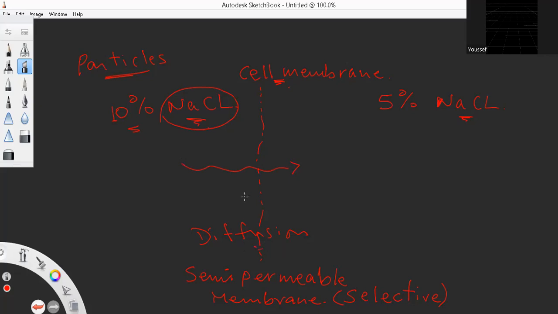Let us say this membrane cannot transport sodium chloride. What will happen? It will not go to the other side. Yes, but we want to equalize the concentration on each side. So what will be transported from one side to the other?